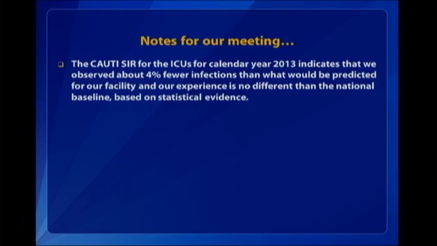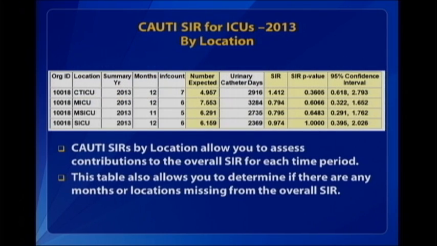So we're going to start to build just some notes for our meeting. Let's say we've already included a high-level summary of our SIR. We could take that table and summarize it into one bullet and say, the county SIR for the ICUs for calendar year 2013 indicates we observed about 4% fewer infections than what would be predicted for our facility, and our experience is no different than the national baseline based on statistical evidence. So it is a bit wordy, but it's one bullet. It's just one example of how you could interpret or summarize the data in that table.